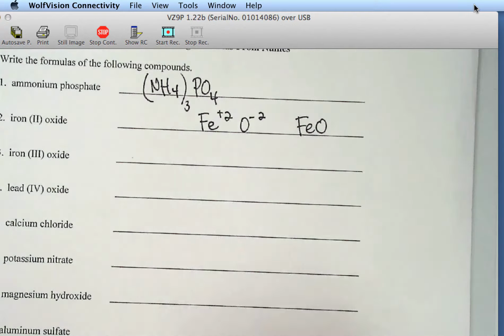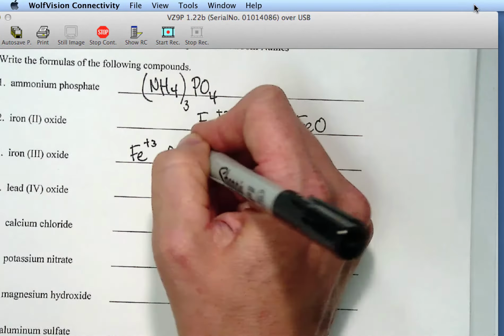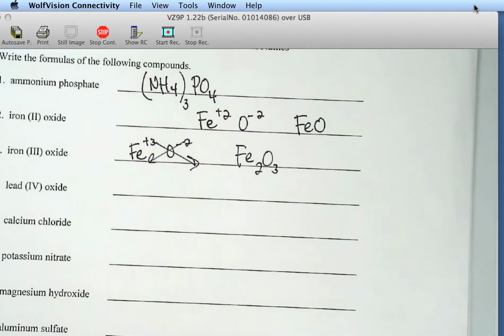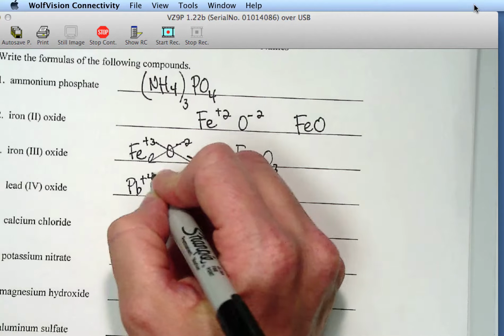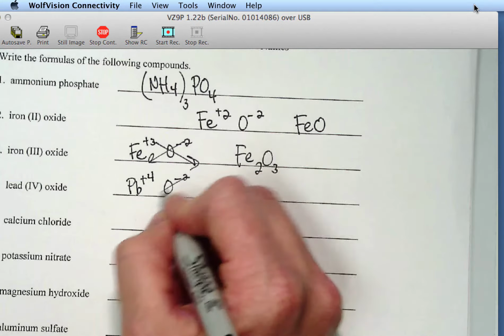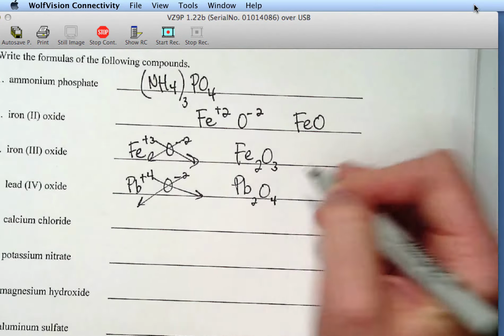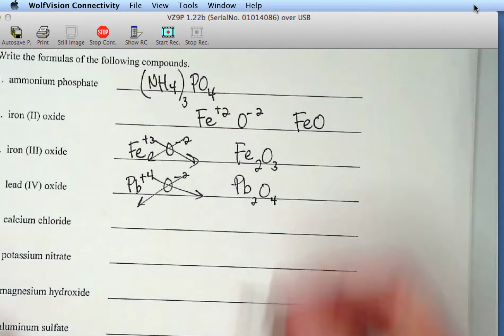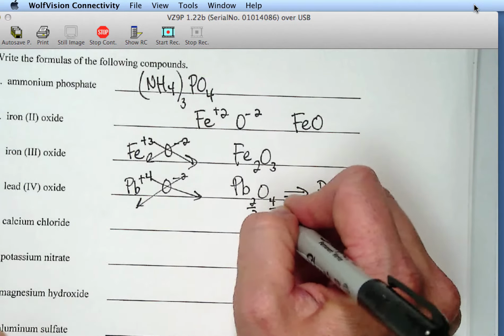Okay. Iron 3 oxide, how do you write the formula for that? So it's iron 3, minus 2, you do the cross, you do the drop. So you get Fe2O3, good. And then lead 4 oxide is Pb plus 4, O minus 2. Do the cross and drop. Come up with Pb2O4. However, can you still simplify that? PbO2. You can divide both of these by 2.